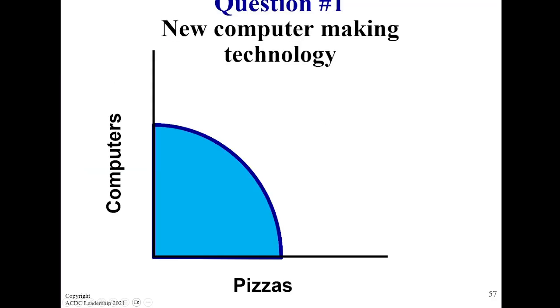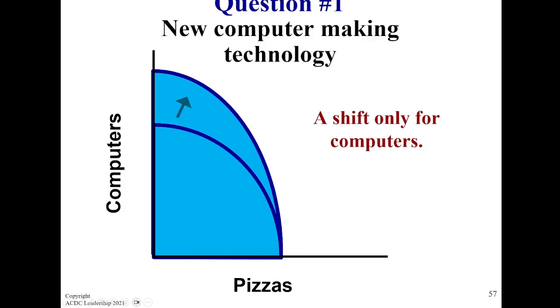Okay, so let's go over a couple practice questions. So question 1, new computer making technology, right? This will shift computers. We can make more computers. We can't make any more pizzas. Computers will shift outwards like this.